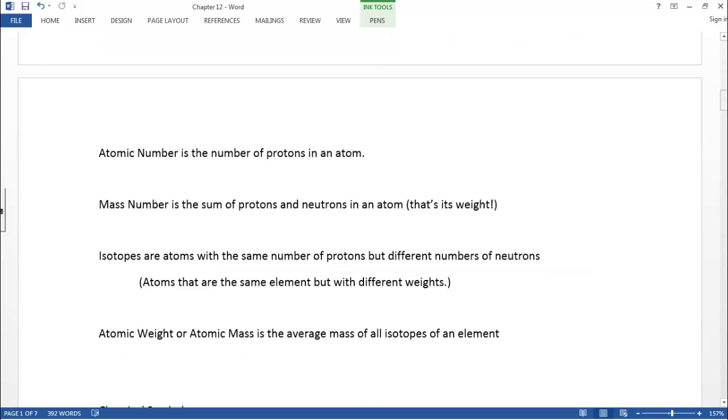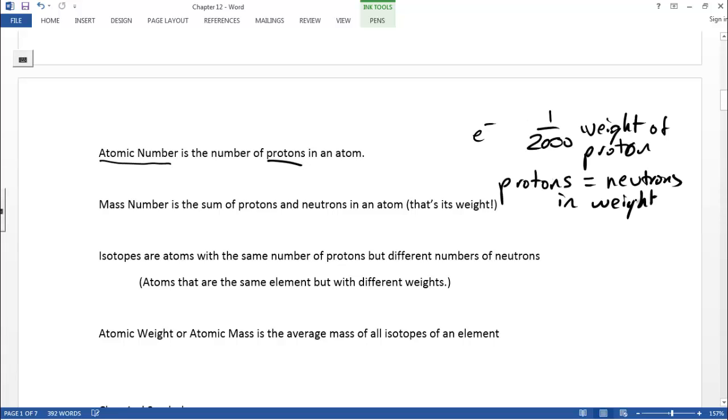Here are some terms that you need to know. Atomic number is the number of protons in an atom. Because electrons are 1/2000th the weight of a proton, and protons equal neutrons in weight, then to get the weight of an atom, just add up the protons and neutrons. That number is called the mass number. So to get the mass of an atom, just add up the protons and neutrons that make up its nucleus.